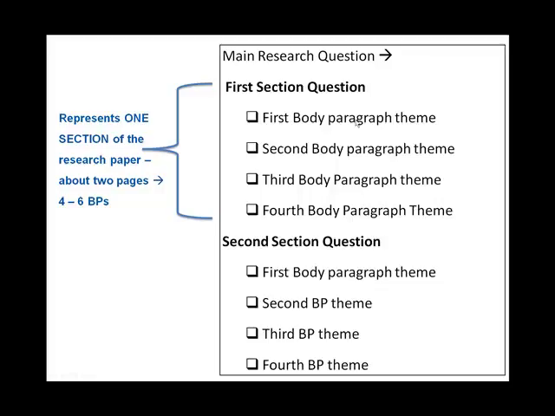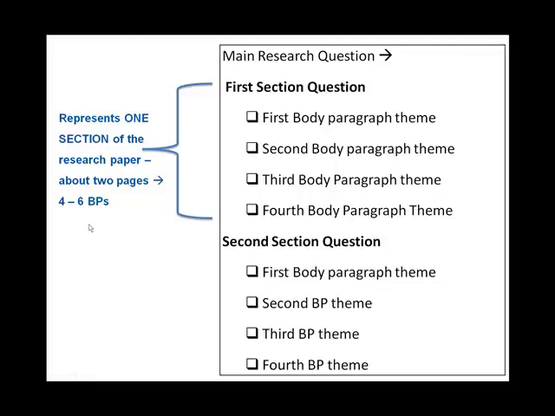Remember, each section needs to run from 4 to 6 body paragraphs, so that each section is about 1.5 pages to 2 pages, and that each of the body paragraphs is going to be a common theme that relates to that section question. Now these subpoints here can be in the form of topic sentences. So once you've written your topic sentences, you then have actually started writing the research paper. And so I'd like you to write the topic sentences for each of the section questions.